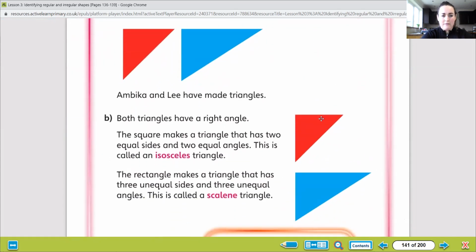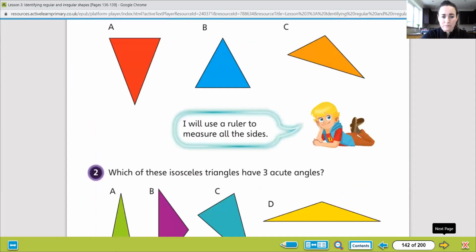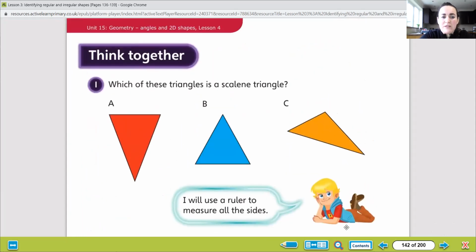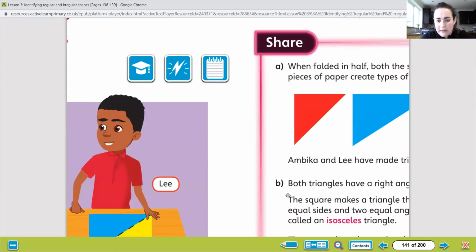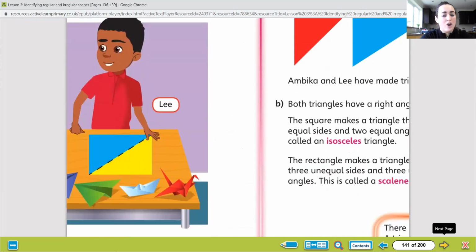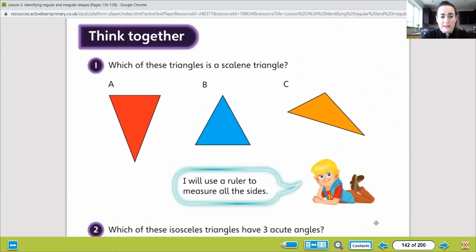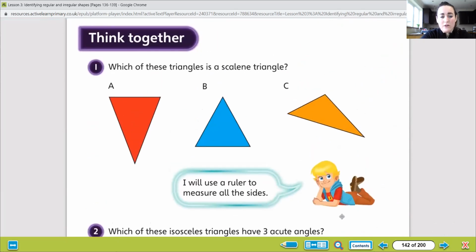Technology, eh? So remember, a scalene triangle has no equal sides, no equal angles. An isosceles triangle has 2 equal sides, 2 equal angles. And so this question: which of these triangles is a scalene? Scalene have no equal sides, nothing the same. Now, it's given you a bit of a clue here.